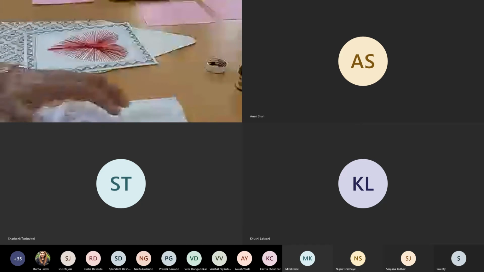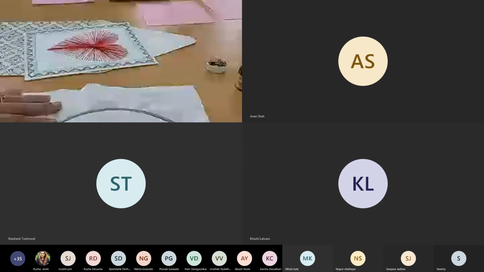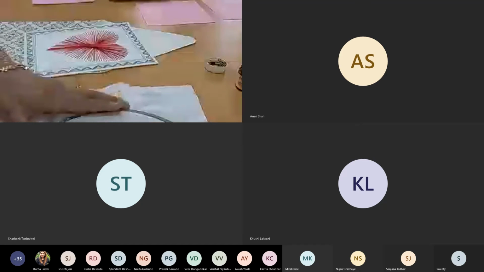All right. So I have a triangle, I have a lotus motif over here, I have a circle filling, and I have another variety of lotus, which I'll be showing you how to do the filling.